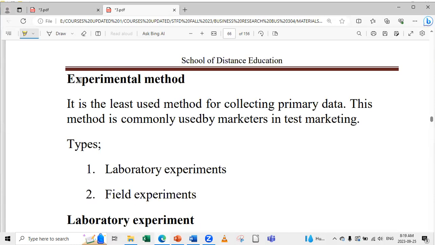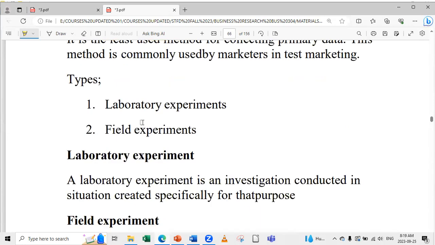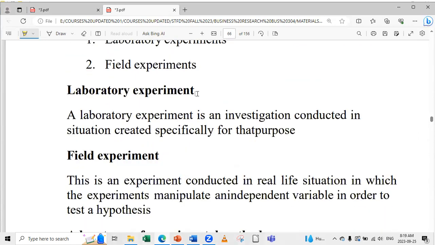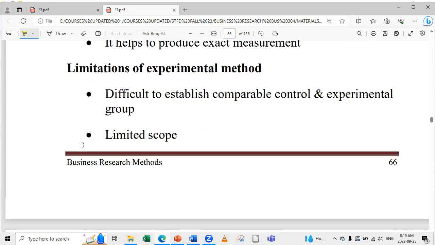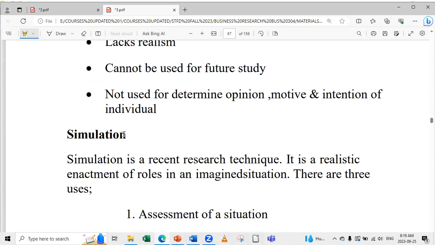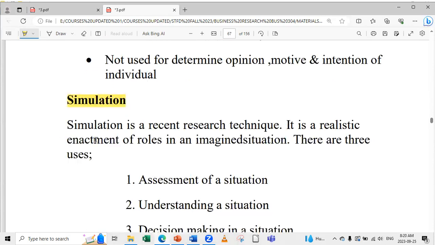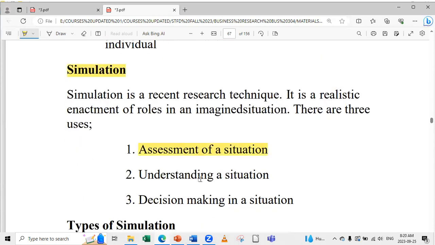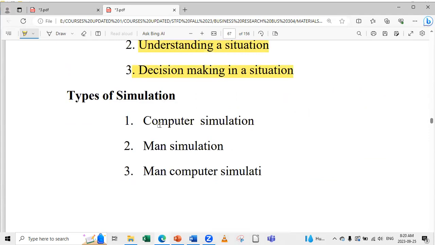The second way is experiment methods, and this is not our work here in social studies, so I will skip this part. We have laboratory and field experiments. This part is for other, non-social studies. Simulation is like assessment of a situation, understanding the situation, and decision making in a situation. Types of simulation: we have computer simulation, man simulation.